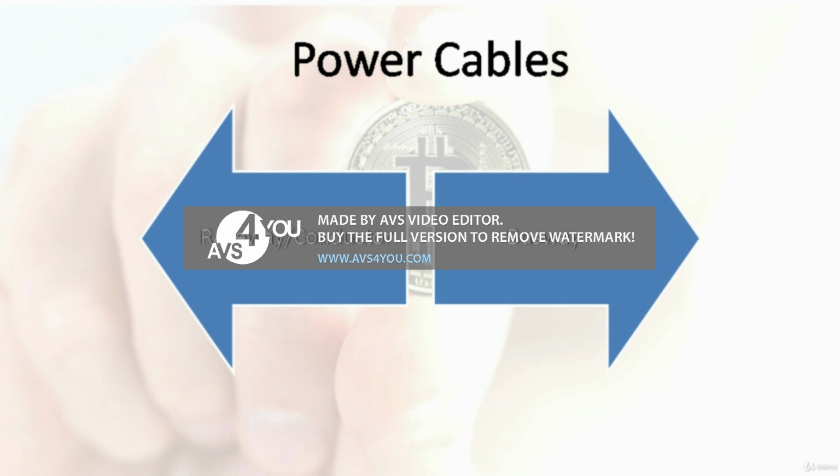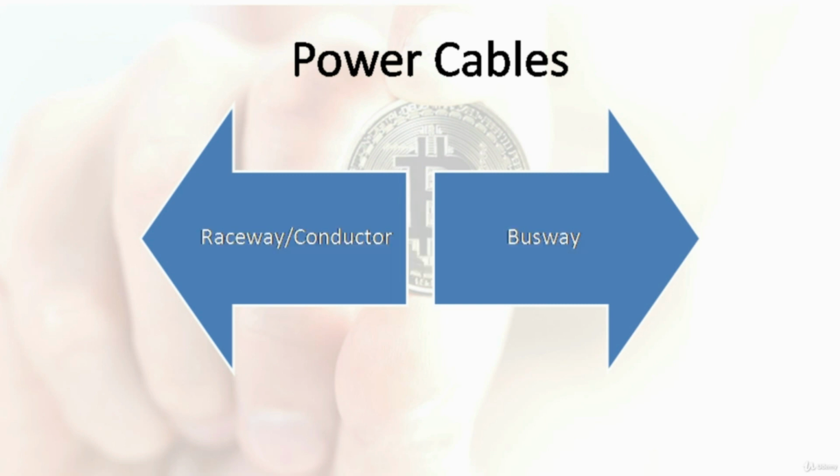The second method is called the busway method, which is a metal enclosed raceway with factory mounted bus bars. The advantages of using this method include being a bit more compact and using less space, but it is also more costly and more susceptible to water leaks as well as potentially high short circuit current.